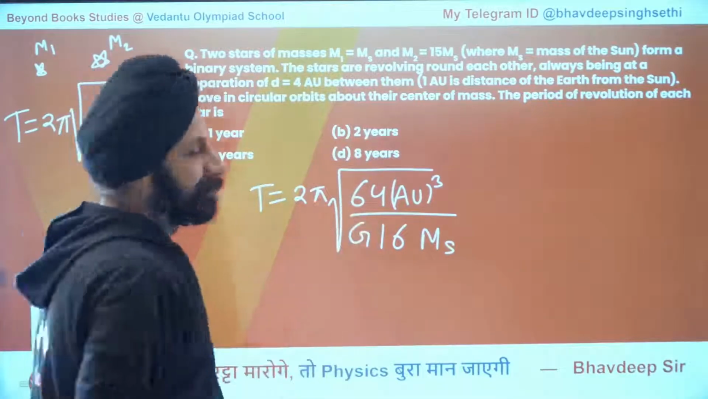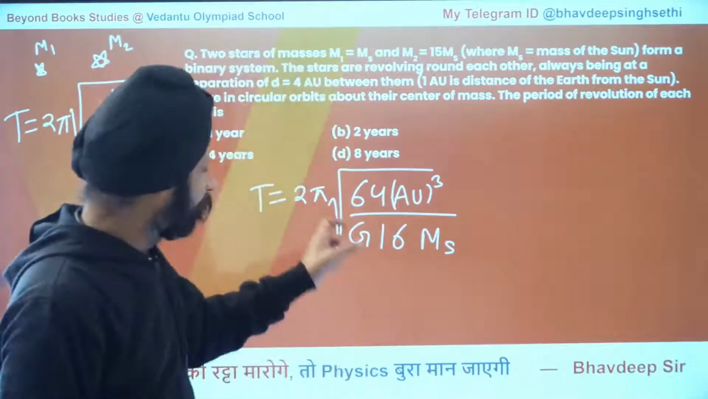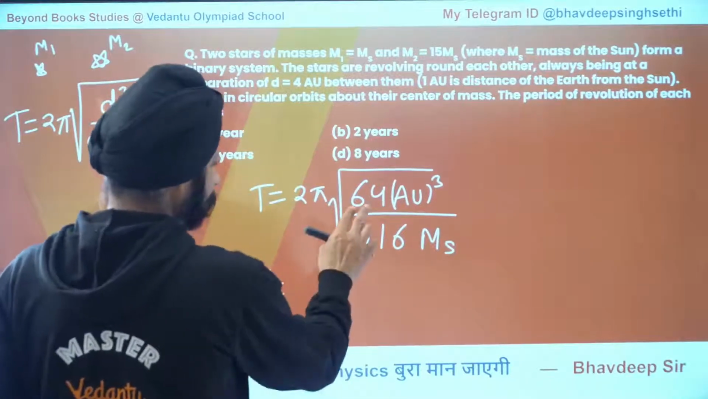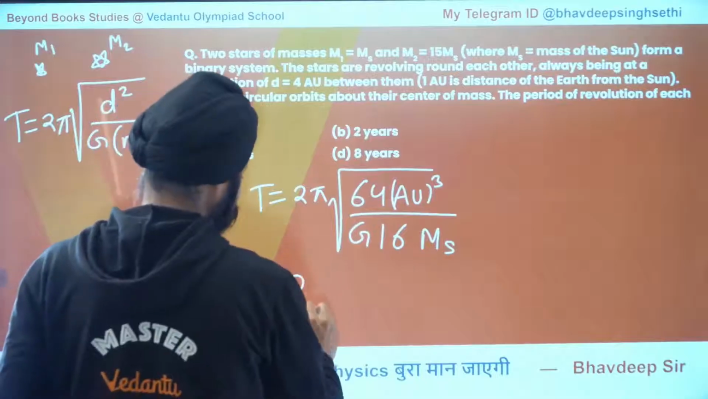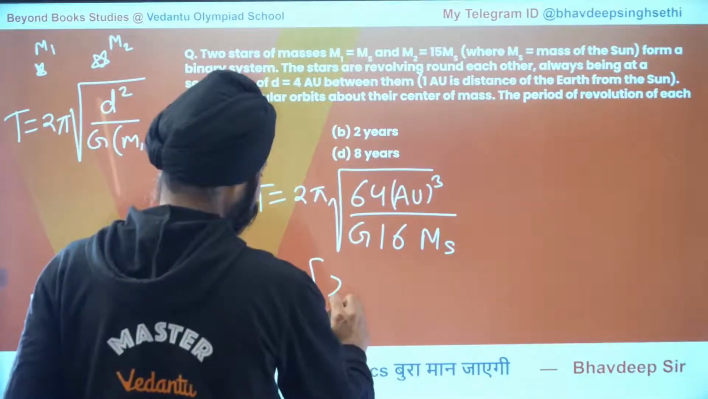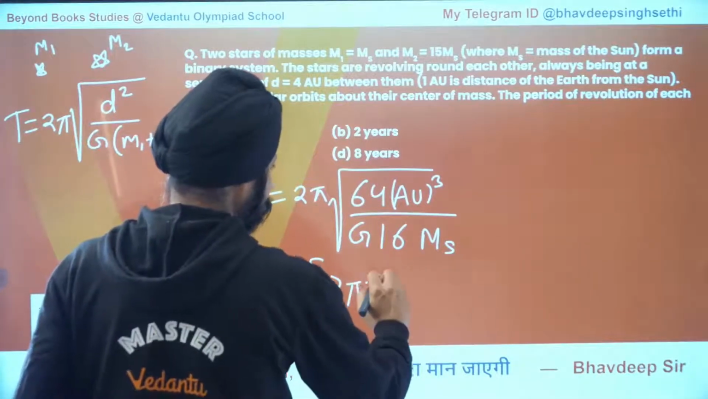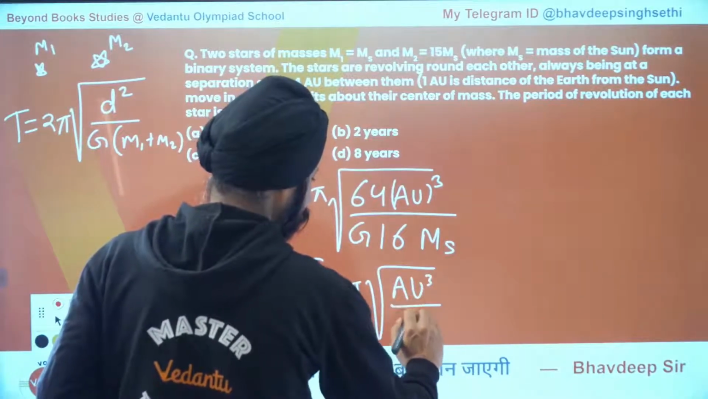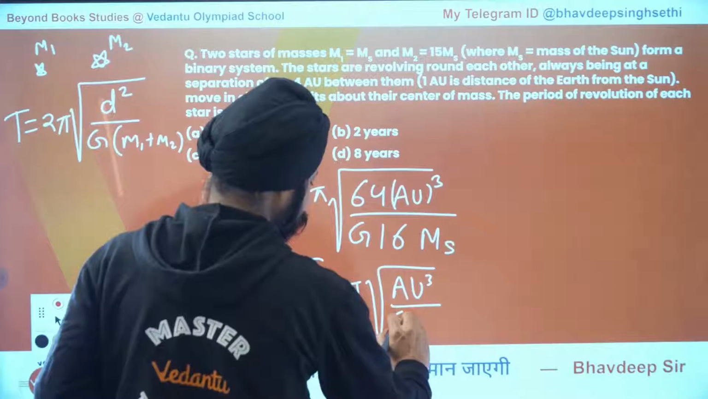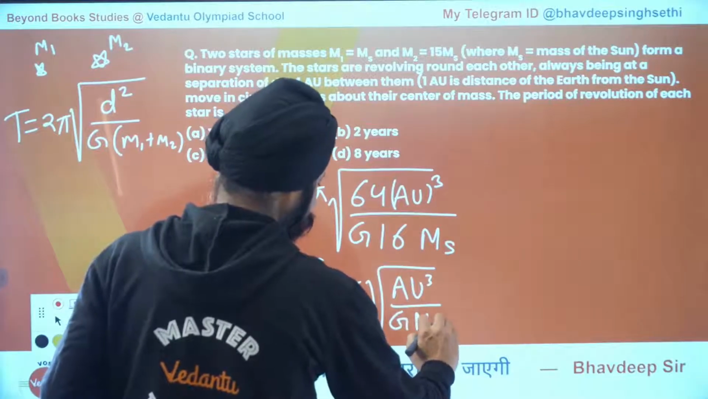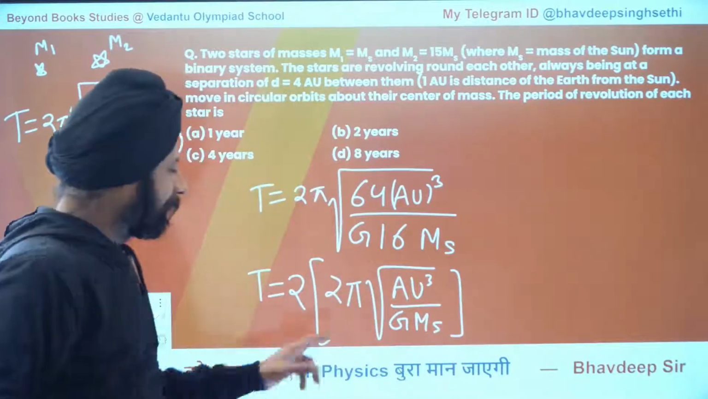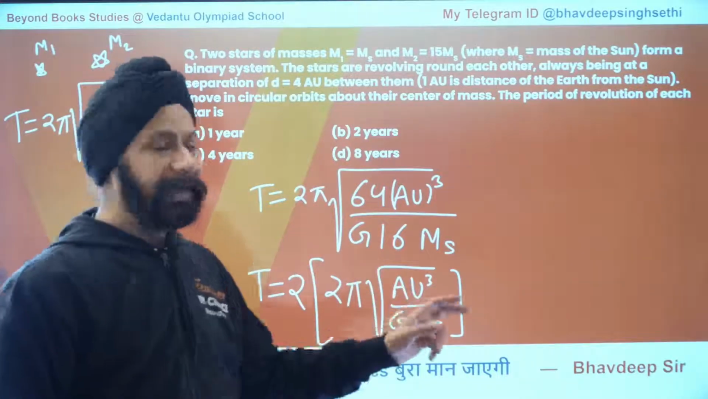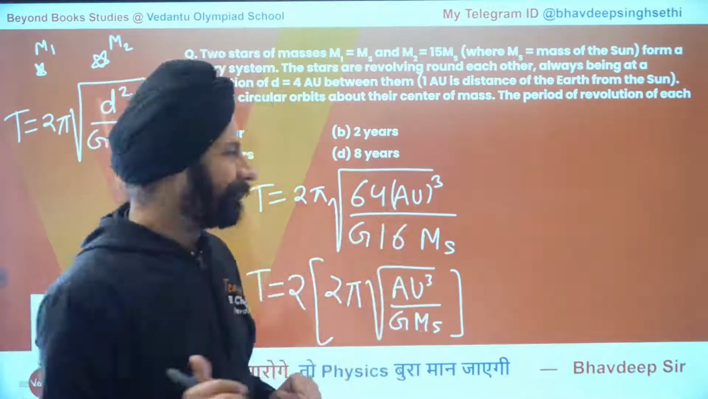Now 16 and 64 cross out as 4, and that 4 comes out of the root as 2. So the time period comes out to be 2 times, let's put everything else in the bracket, 2 pi root of AU cubed divided by G Ms. Now what is all this? Think about this: Ms is the mass of the Sun, and AU is the distance between the Sun and the Earth.